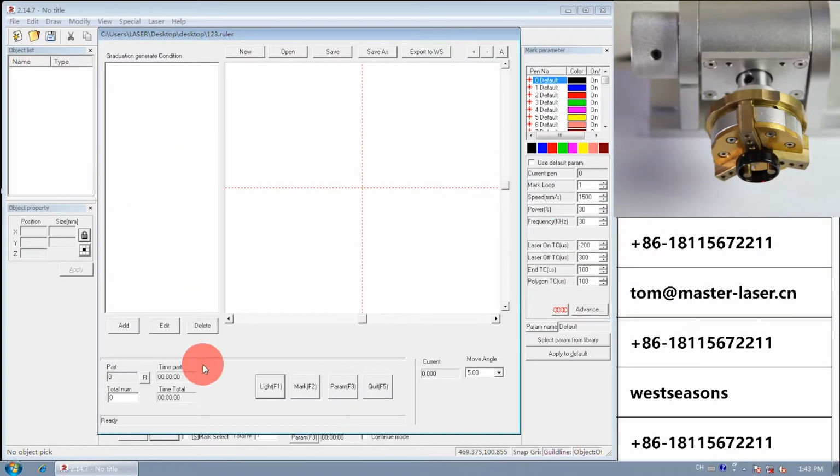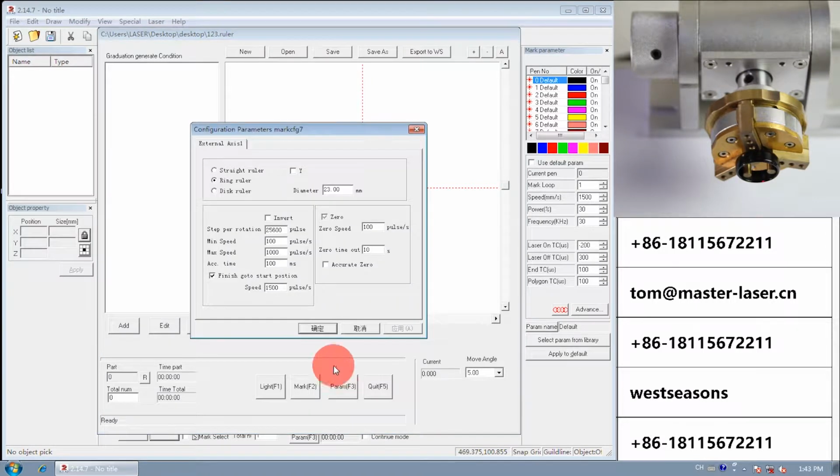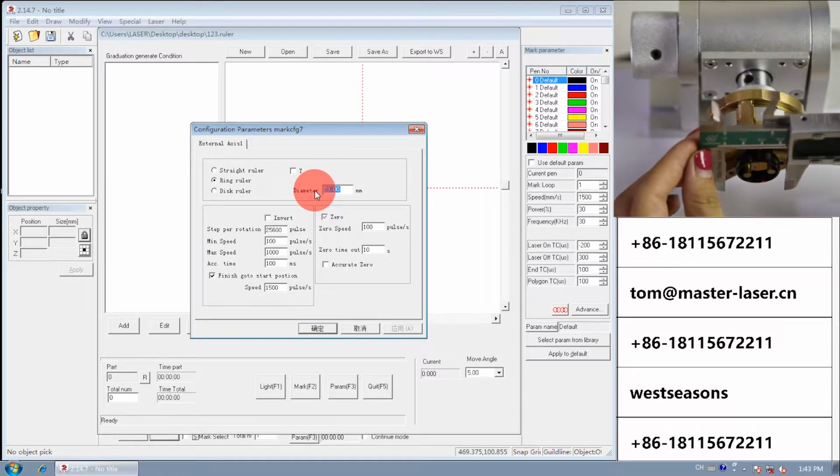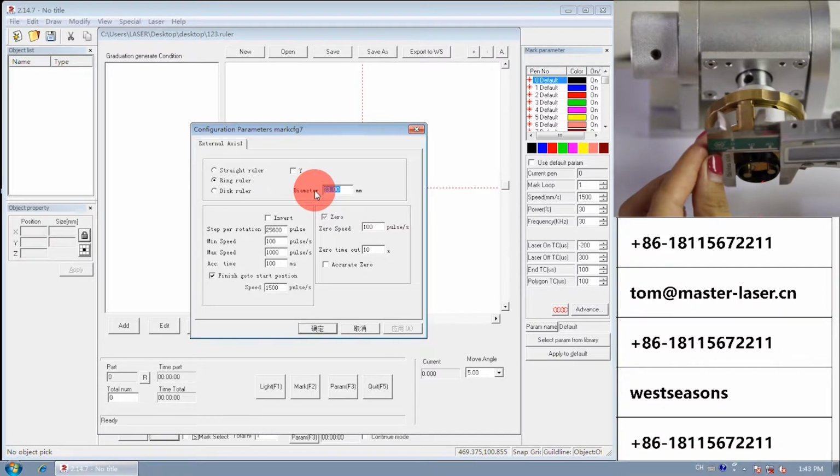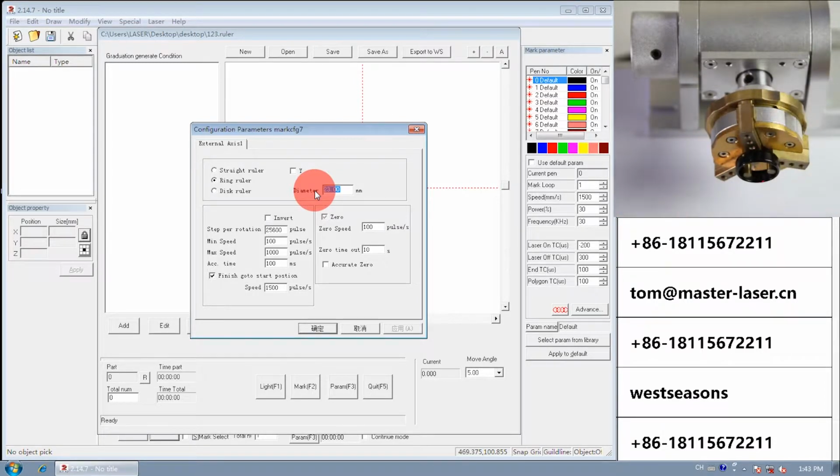Input all the ring ruler information. Change the parameter. Choose ring ruler. Measure the diameter of the ring. Input 25 millimeters.